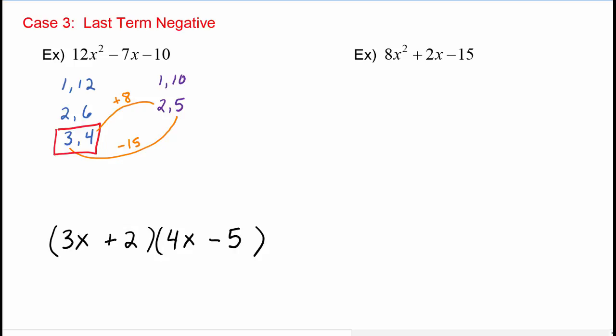And we can check the foiling out fully if we want to. We know 3x times 4x is going to give us 12x squared. When we check the outer and inner terms, we're going to have 3x times negative 5 gives us the negative 15x that we need. We know that the 2 times the 4x is going to give us the positive 8x that we need, and those two together add up to give us negative 7. And then when we check last times last, we get negative 5 times a positive 2 is a negative 10.